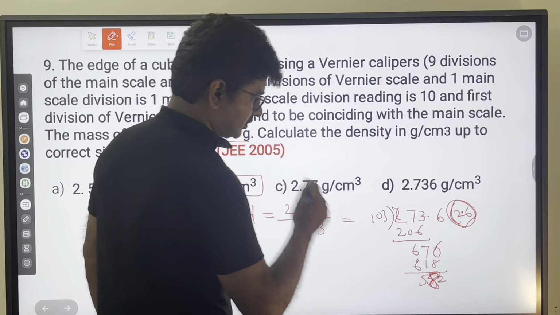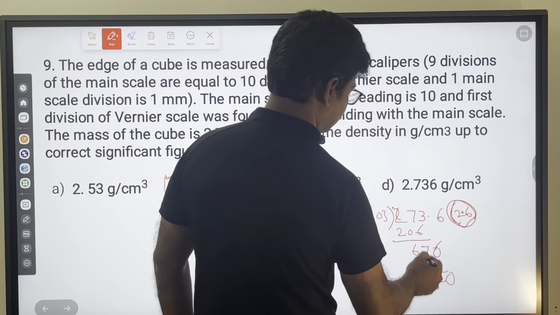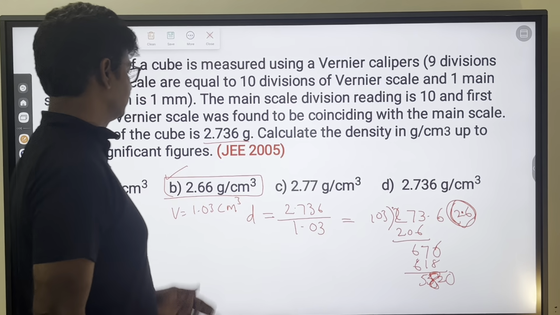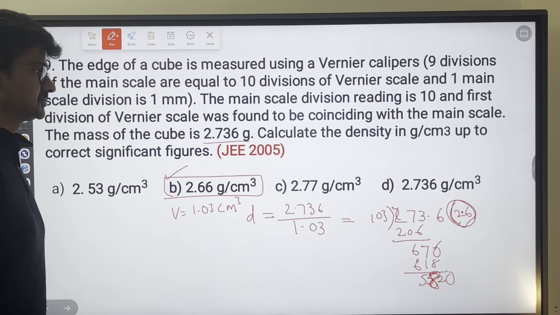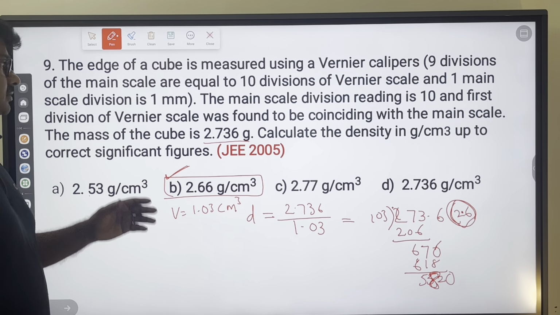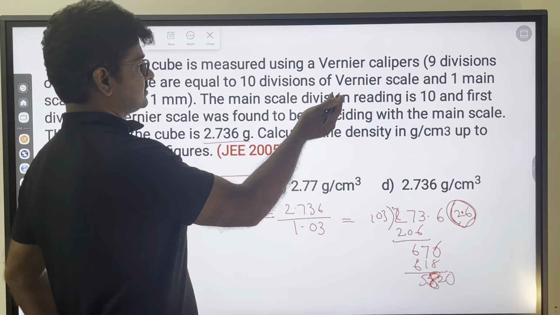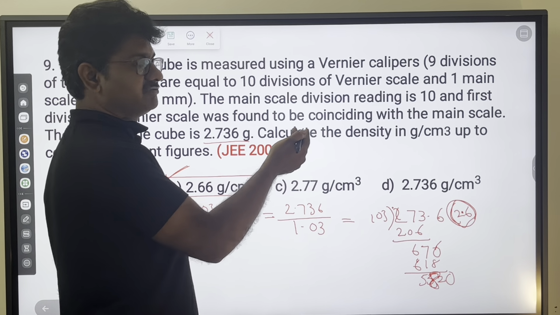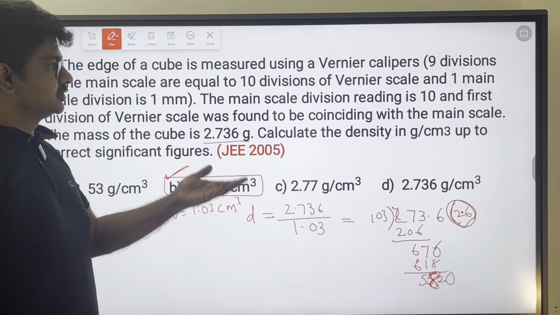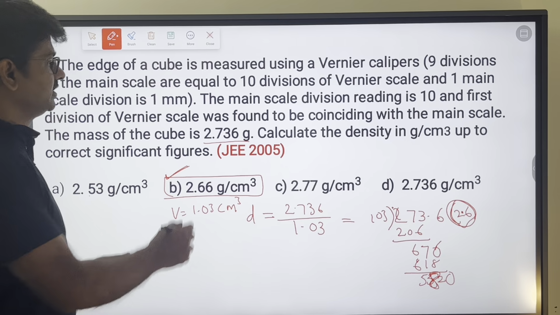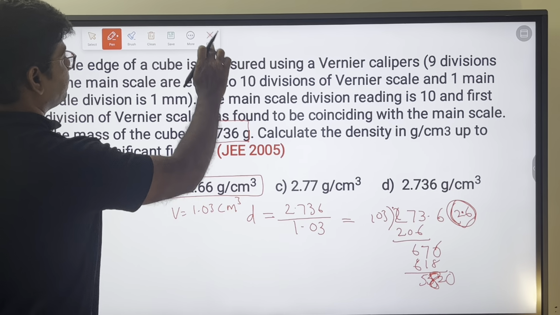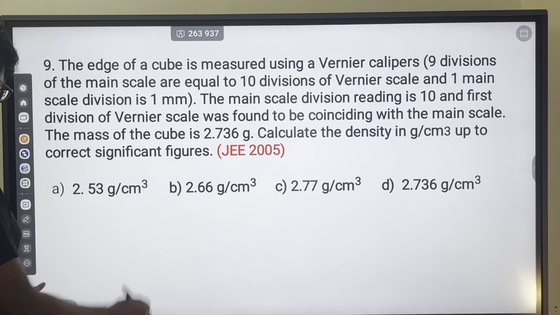You can check for the other decimals also. 2.580 you are getting, so it will be something close to 2.65. Anyhow, the closest answer is 2.66. So this is the density. So simple. How to do this? You find the least count of the vernier calipers, then you find the side, and the cube of the side gives the volume. Mass is already given, and mass by volume is density. So the answer is B. This appeared in JEE 2005.